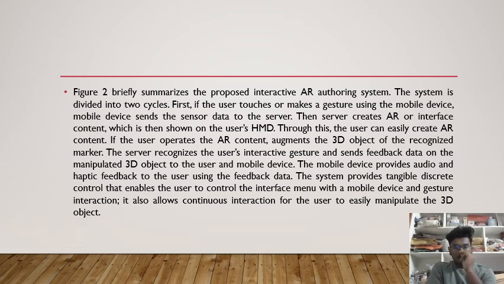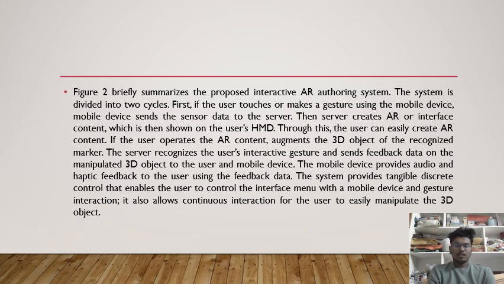Figure 2 briefly summarizes the proposed interactive AR authoring system. The system is divided into two cycles. First, if the user touches or makes a gesture using the mobile device, it sends the sensor data to the server. Then the server creates AR or interface content, which is then shown to the user's HMD. Through this, the user can easily create AR content. If the user operates the AR content, it augments the 3D object of the recognized marker.